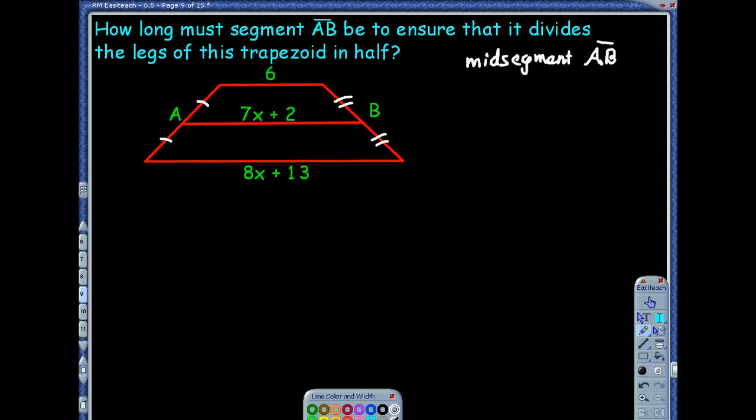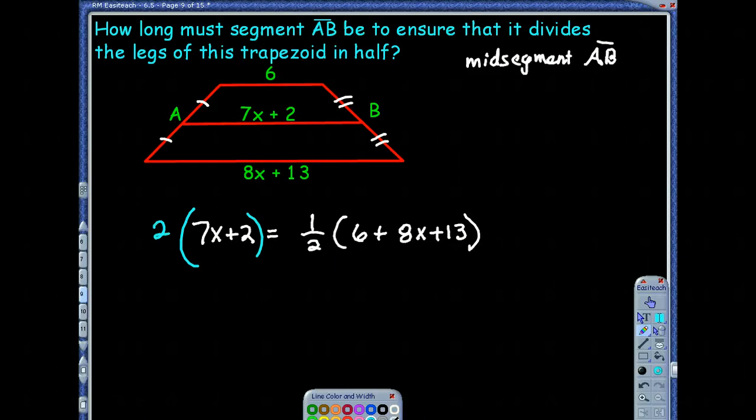So that means I could say the length of AB, which is 7x plus 2, is equal to 1/2 of the quantity of 6 plus 8x plus 13. Now, I don't really love working with halves, so I'm going to go ahead and clear the fraction. Let's multiply everything here by 2, which is going to make it a 14x. When you multiply everything by 2, you're basically multiplying this by 2, and this by 2.